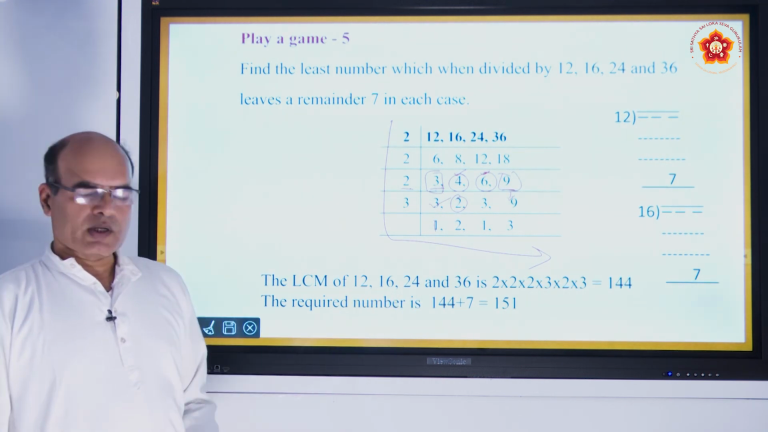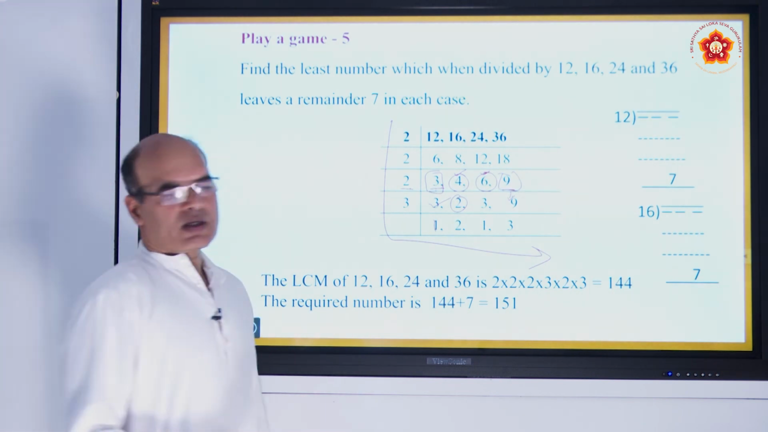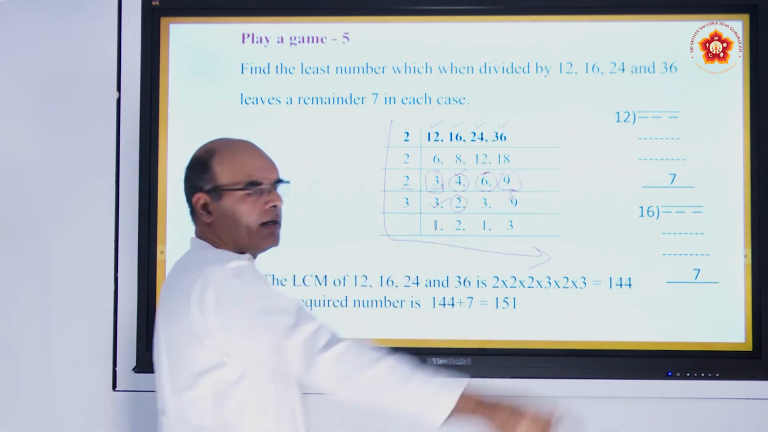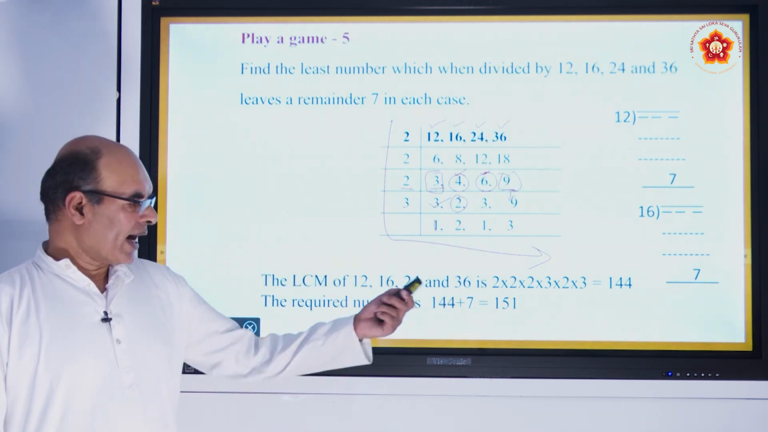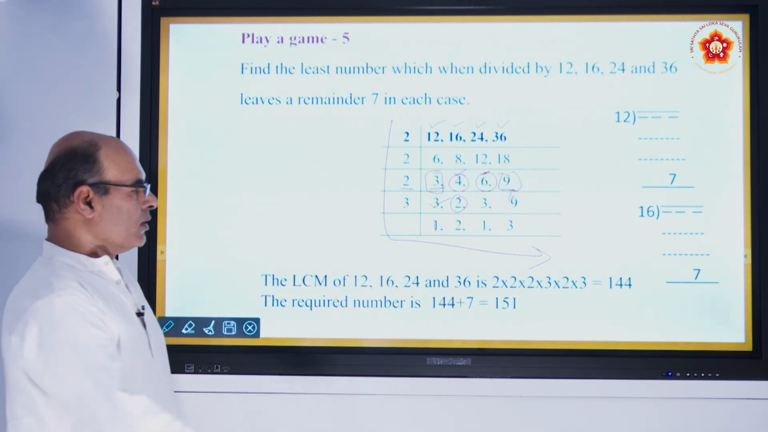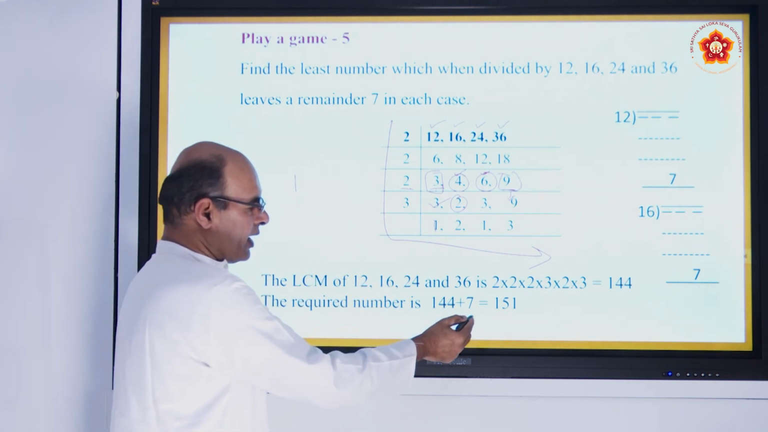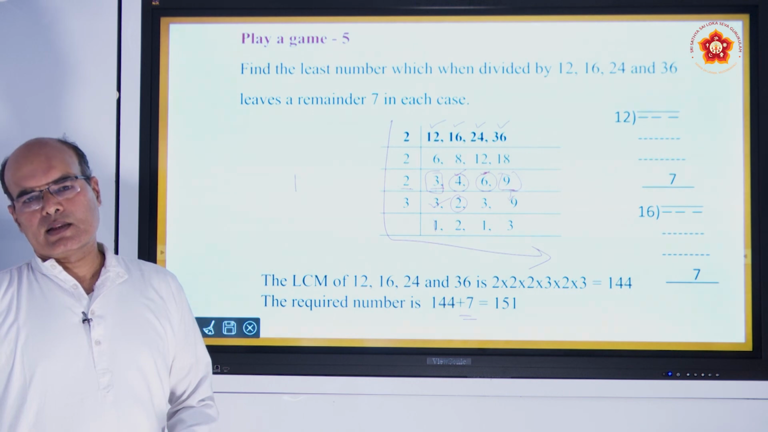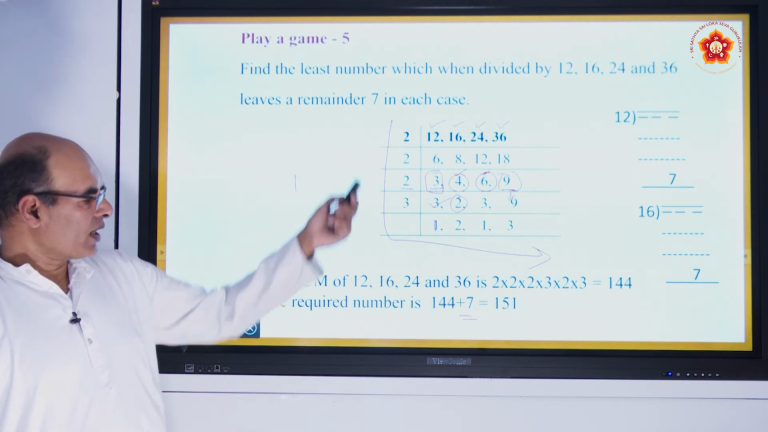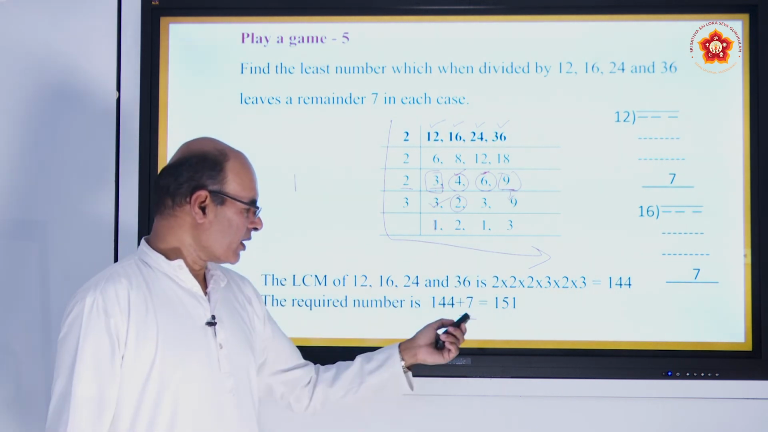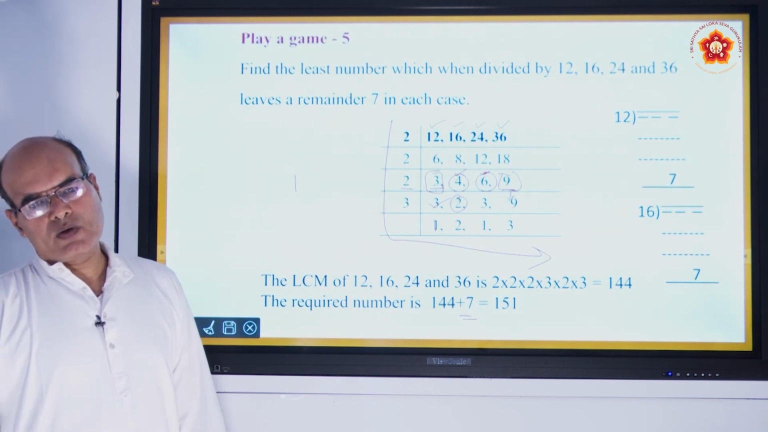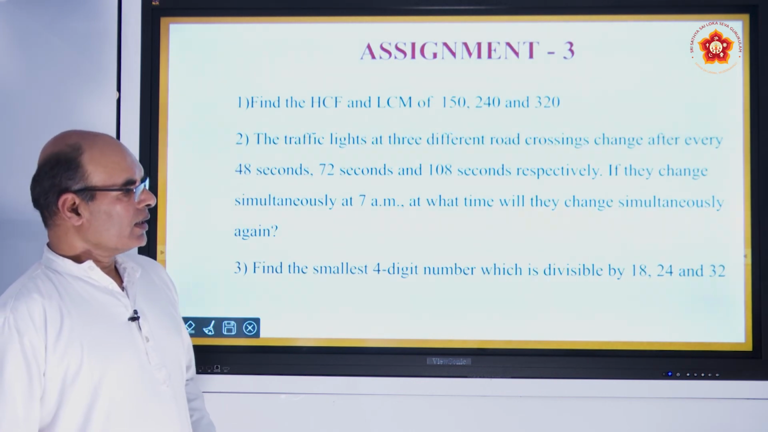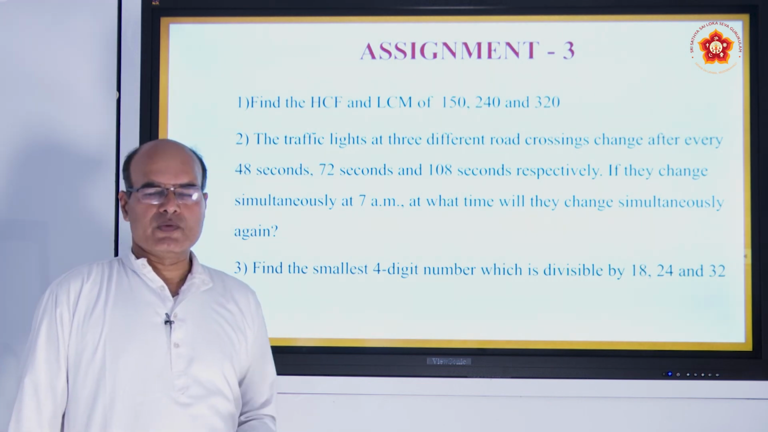So 144 is the first number which is completely divided by 12, 16, 24 and 36. If I add 7 to that 144, that number gives 7 as remainder when it is divided by 12, 16, 24 and 36. So therefore, our required answer is LCM plus 7, that is 144 plus 7, 151. So these are the things in the third chapter, Playing with Numbers, of your textbook.